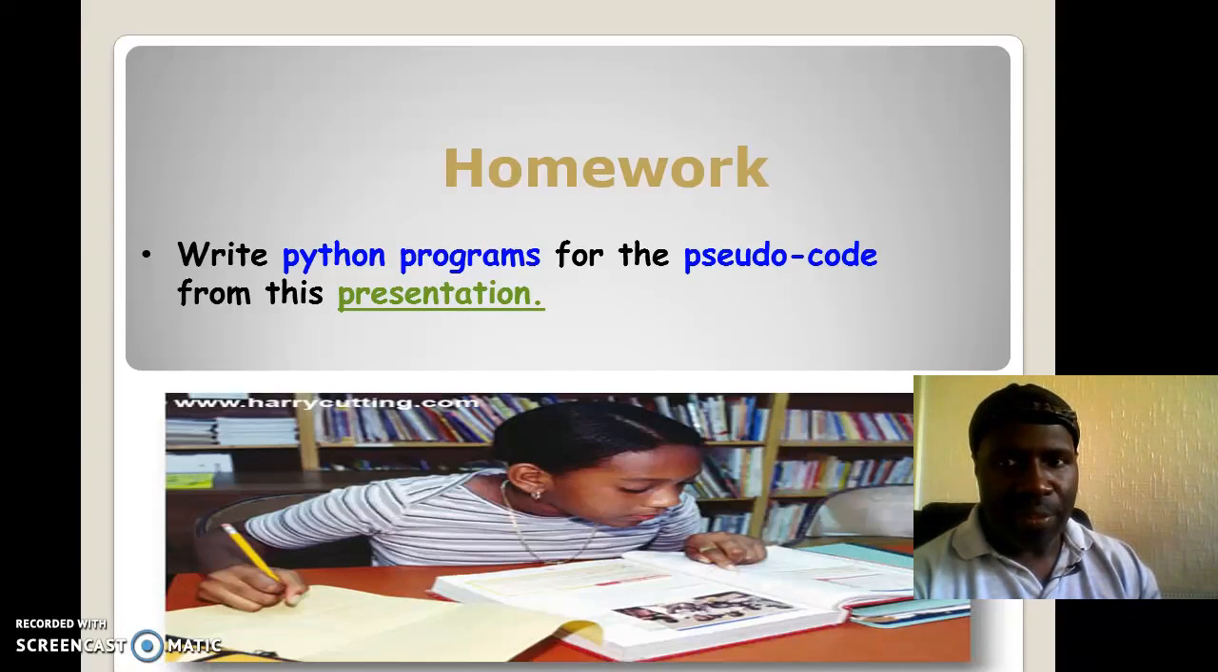Okay, so that's the end of this screencast. In this screencast we looked at creating pseudocode for various shapes, and I also asked you to install a copy of the latest version of Python and have a go at creating Python programs for the pseudocode.